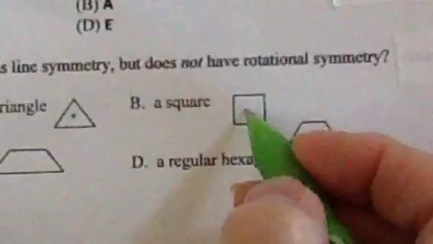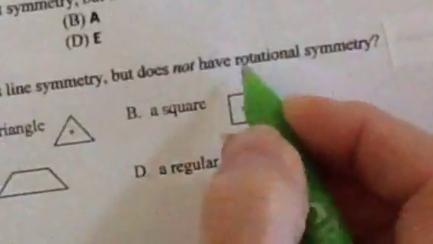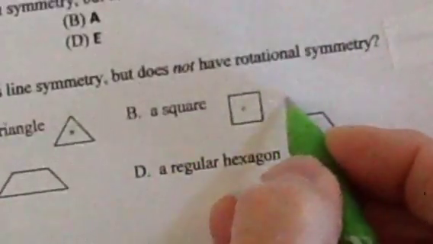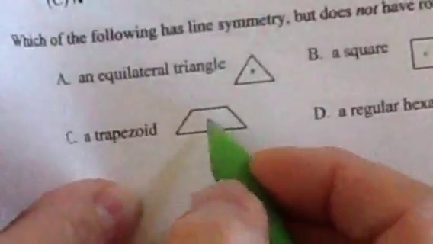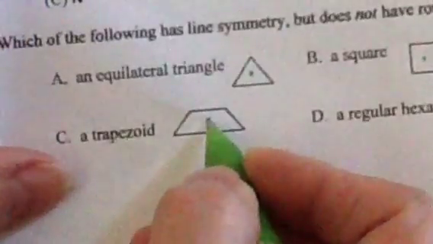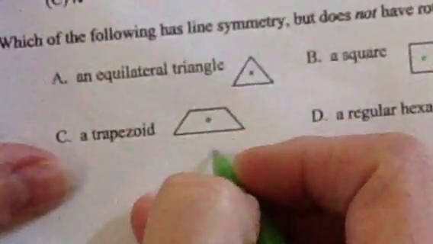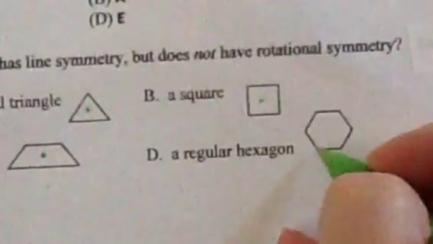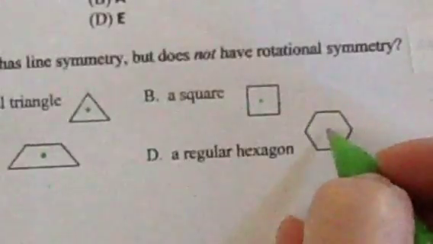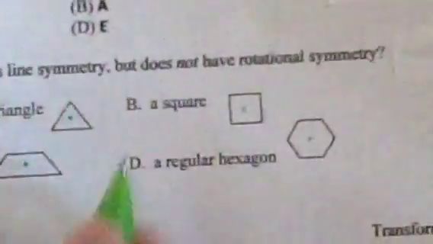The square, if I rotate this 90 degrees, it looks like the square. It has line symmetry, it has line symmetry. If I take my trapezoid and I rotate it 90 degrees or 180 degrees, it does not look correct. Okay, so my trapezoid has no point symmetry. It does, however, have line symmetry. So there's my answer. Hexagon, I have lots of line symmetry. I also have lots of point symmetry. All I have to do is rotate it 60 degrees and it looks like itself again.